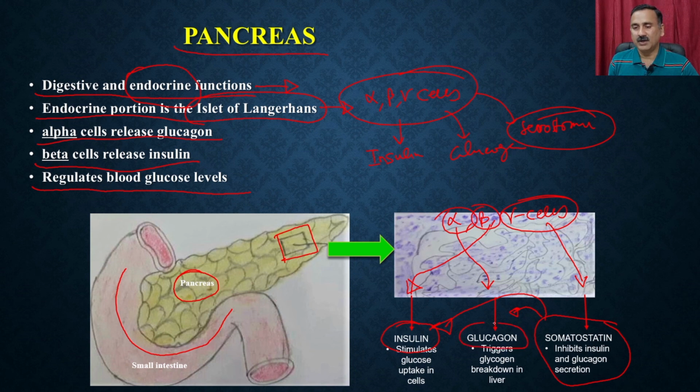whereas the glucagon does the reverse, right? It participates in the breakdown of the glycogen, and the somatostatin participates in the regulation of these two hormones. So, it inhibits the insulin, and it supports the glucagon secretion.